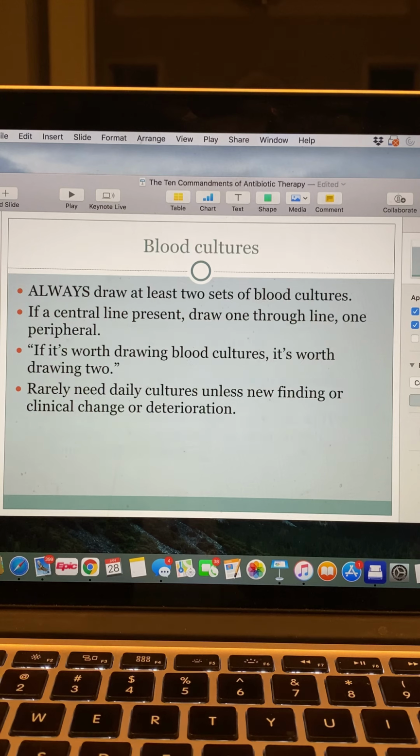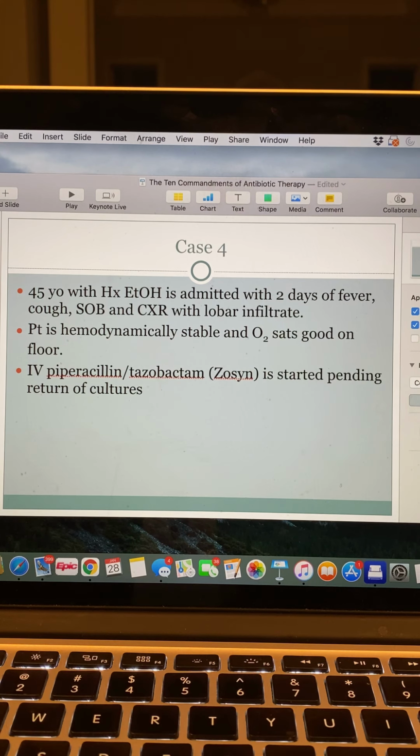That was number 3. So also remember, when you are taking blood cultures, you should take 2 blood cultures. If it's worth drawing blood cultures, it's worth drawing 2. Case number 4 is a case of a 45-year-old with alcohol abuse who's been having fevers for 2 days, and his chest X-ray shows a lobar infiltrate.